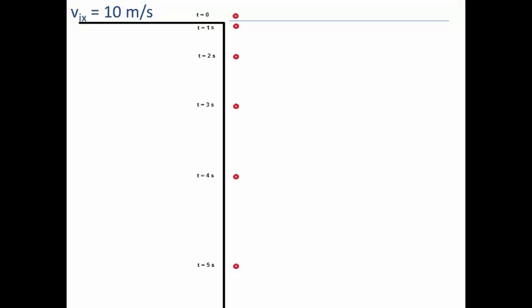Now once the ball leaves your hand, there is nothing to speed it up or slow it down. It simply moves along at a constant velocity along the plane. After 1 second, the ball will have traveled 10 meters. After 2 seconds, 20 meters. After 3 seconds, 30 meters. Each second that the ball rolls, it will move another 10 meters.